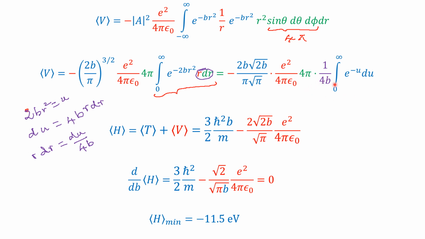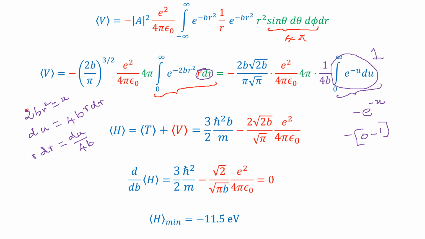Then what is this integral value? If you integrate e power minus u, you will get minus e power minus u. That is very important. So if you apply the limits, with the upper limit, e power minus infinity is 0. Then e power 0 is 1, so minus 1. Already there is a minus outside, so this integral is simply 1.